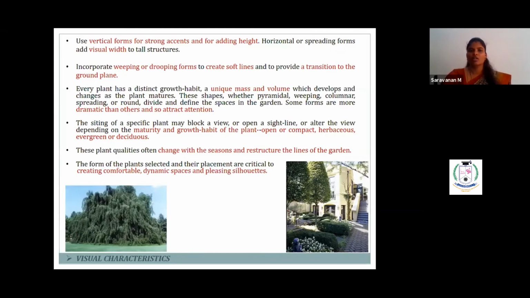Every plant has its own distinct habit, a unique mass or volume which changes as the plant matures. Some forms are dramatic and others attract our attention more quietly. These plants change with the seasons and restructure the lines of the garden. The form of the plants selected and their placement are critical to create comfortable, dynamic spaces and pleasing silhouettes.